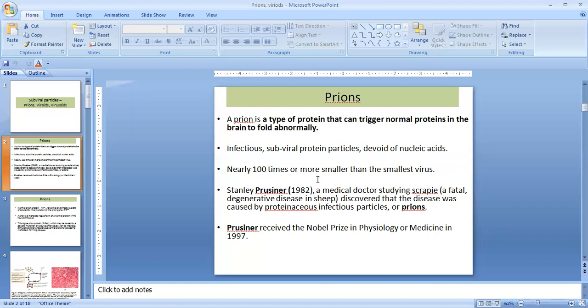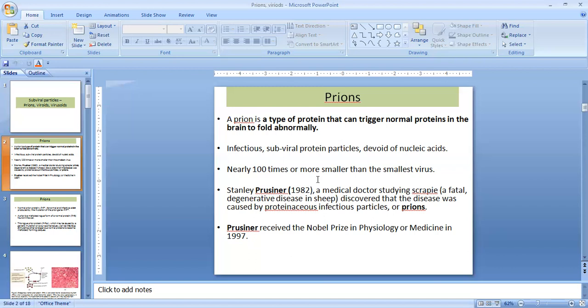causes certain neurological disorders. So we can define prions as infectious subviral protein particles devoid of nucleic acid. There is no nucleic acid in prions. And also the prions are very small, about 100 times smaller than the viruses.